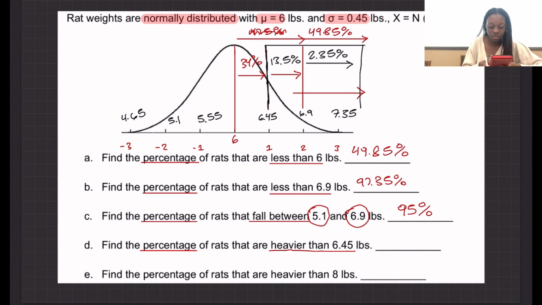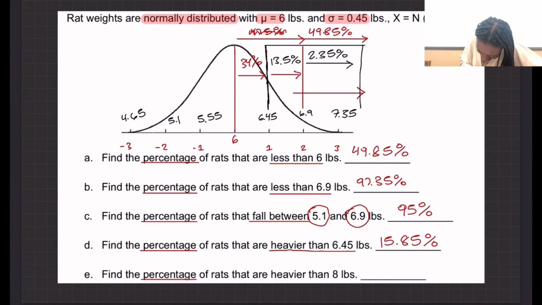So we're going to be doing 13.5 plus 2.35, and that gives us 15.85%. That's the percentage of rats that go past 6.45. And our last question for this video.